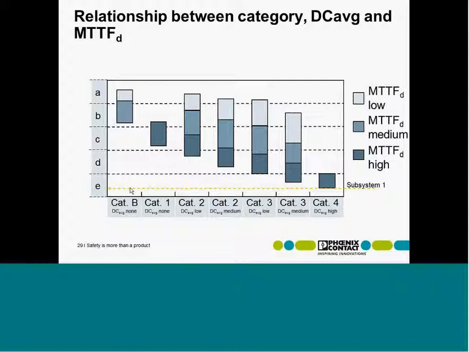Nevertheless, we can also calculate this in a very mathematical way, where a tool, for example, will support you. But just having this bar graph illustration, you can quickly understand what can be achieved by which combination of the parameters.